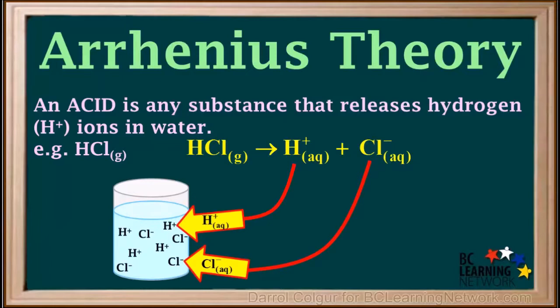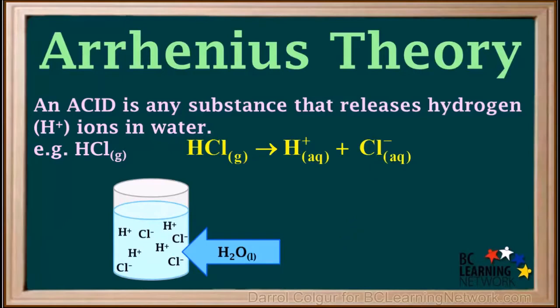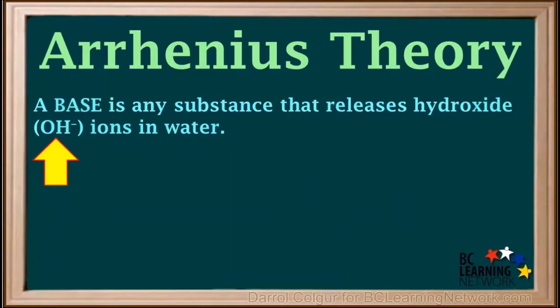So Arrhenius pictured an aqueous solution of HCl as a collection of H+ and Cl- ions floating around freely in the water. The water molecules are not shown here in order to keep the diagram simple. Water is given a blue color in this diagram. Because this is a water solution, the subscripts aq for aqueous are used for the hydrogen and chloride ions in the equation. According to the Arrhenius theory, a base is any substance that releases hydroxide or OH- ions in water.